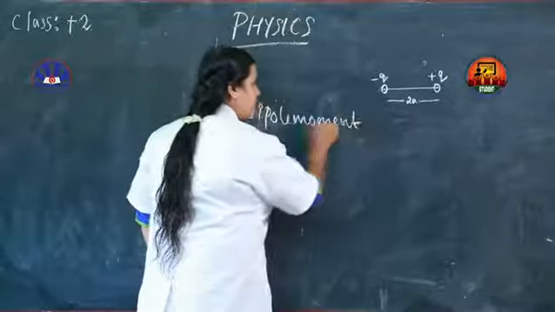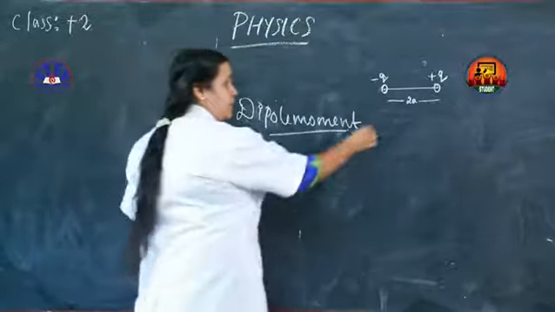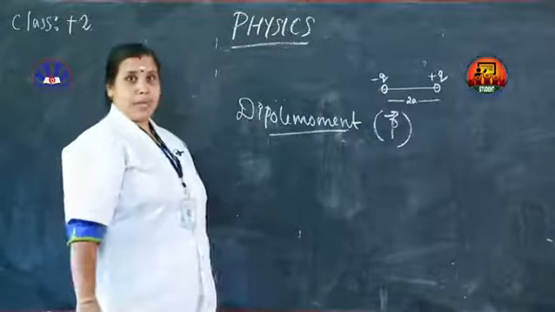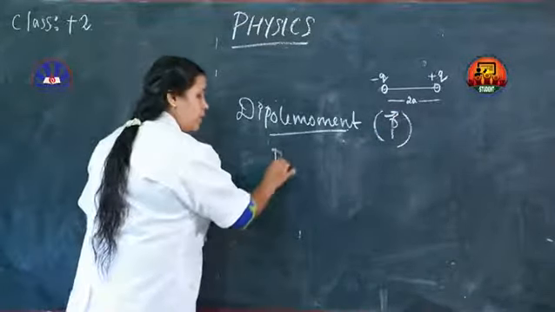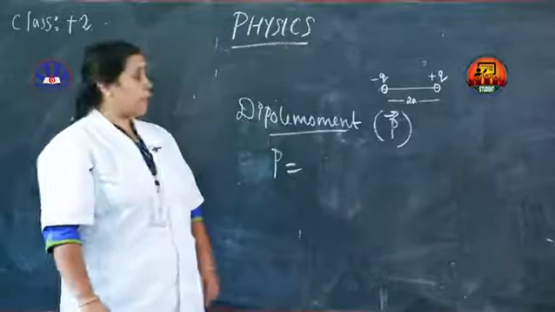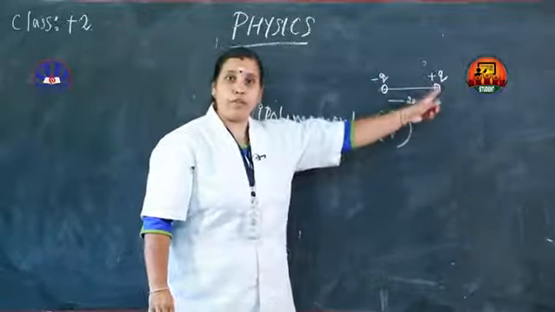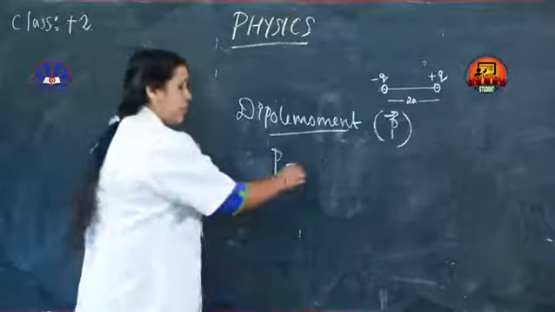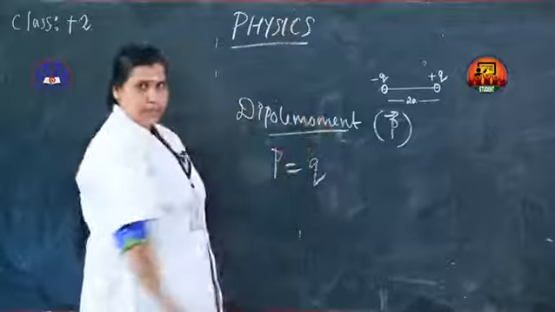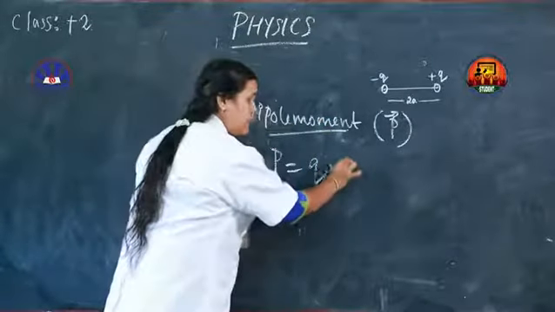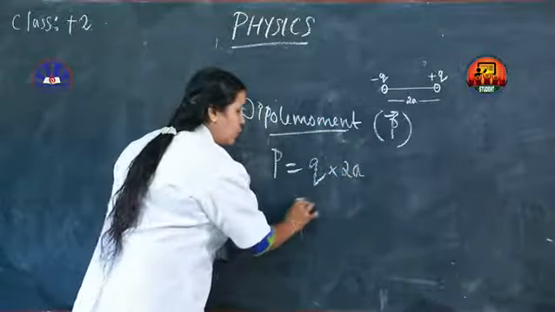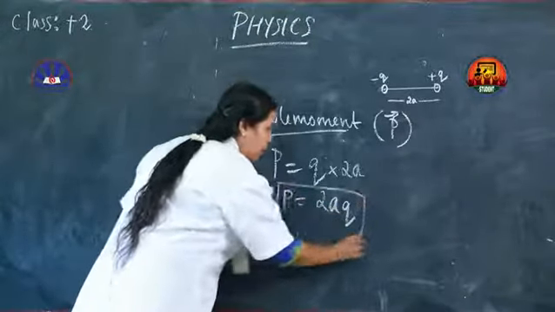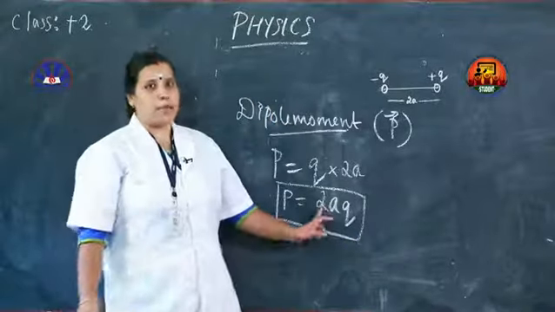Dipole moment is usually represented by the letter P, vector P. This dipole moment is measured as the product of the magnitude of one of the charges and the distance of separation between the charges. That means the product of one of the charges, that is Q, and the distance of separation between them, that is 2a. So you will get the equation for dipole moment as 2aq. So this is the expression for electric dipole moment.